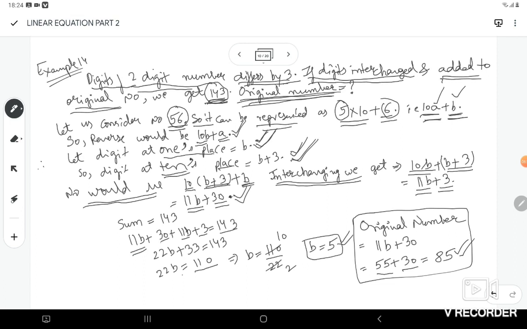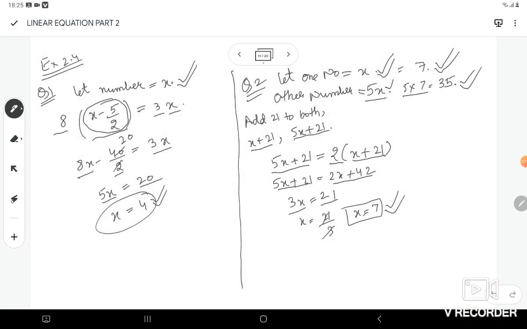So 11B plus 30 plus 11B plus 3 comes out to be equal to 143. So 22B plus 33 is equal to 143, and 22B comes out to be equal to 110. On dividing 110 by 22, we get the value of B equal to 5. Now we have to find the original number. The original number is in the form 11B plus 30. Putting the value of B in this expression, we get the original number equal to 85.